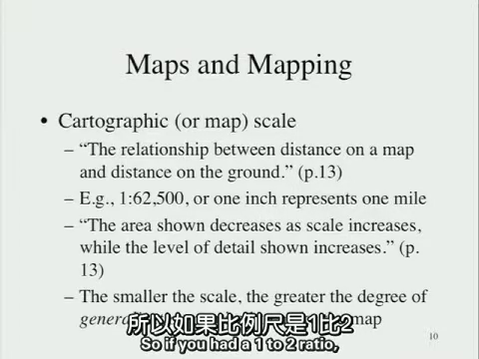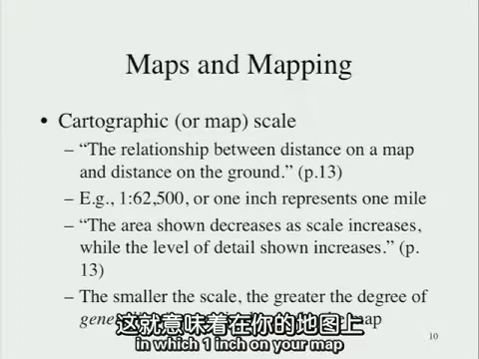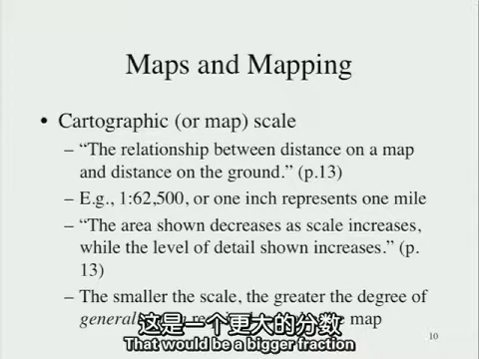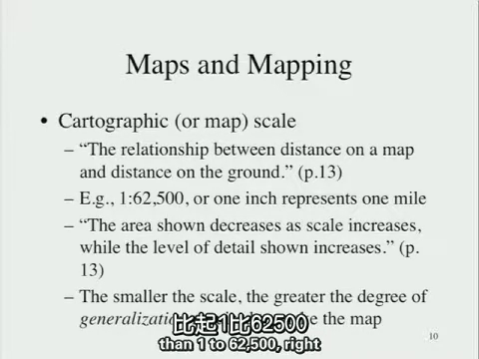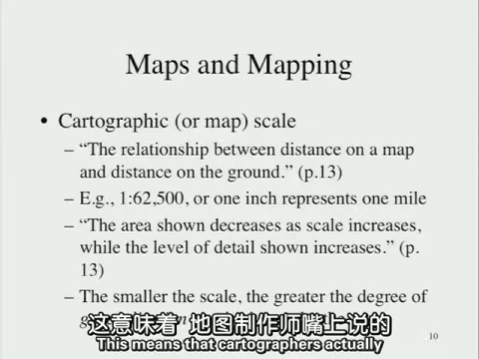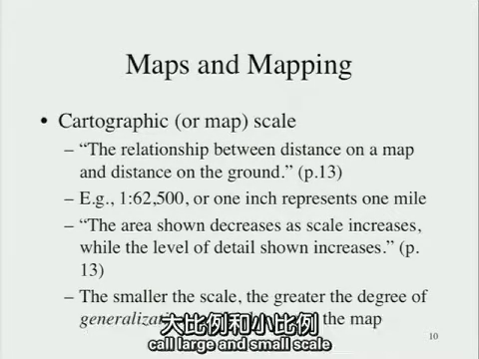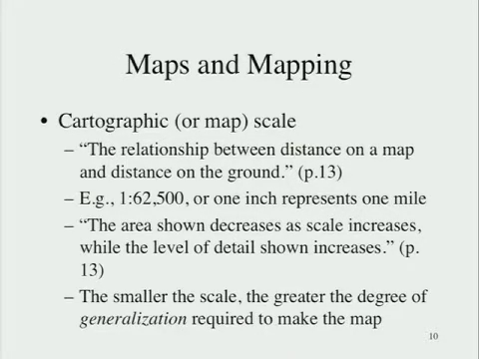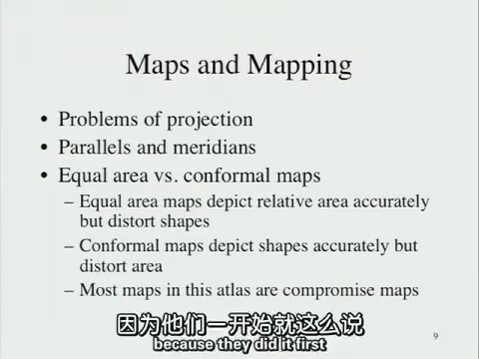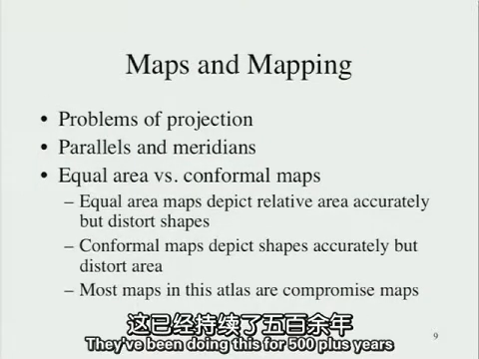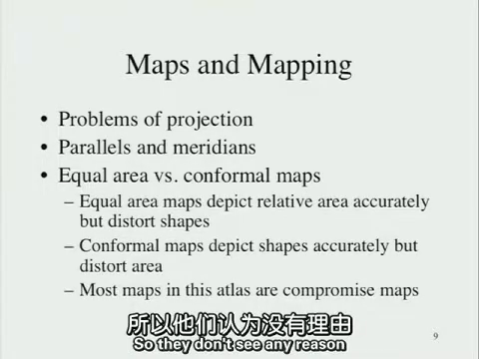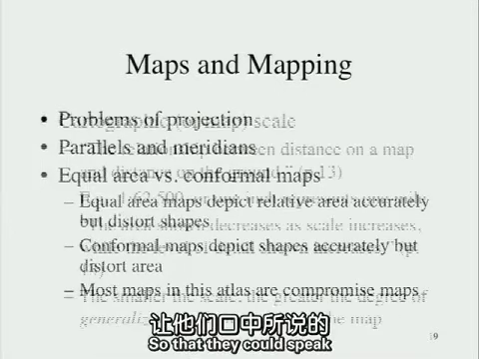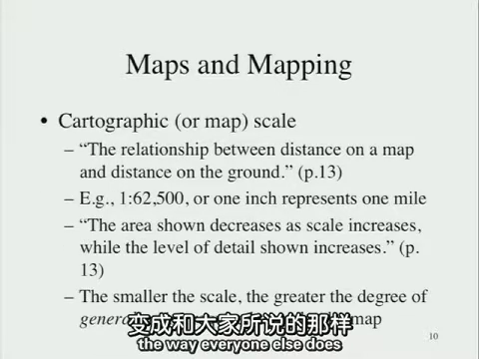So if you had a 1 to 2 ratio in which 1 inch on your map represented 2 inches in reality, that would be a bigger fraction than 1 to 62,500, right? This means that cartographers actually call large and small scale the opposite from what everyone else does. And they persist in this habit and they think it's okay because they did it first. They've been doing this for 500 plus years. So they don't see any reason to flip these two numbers around, so that they could speak about large and small scale the way everyone else does.